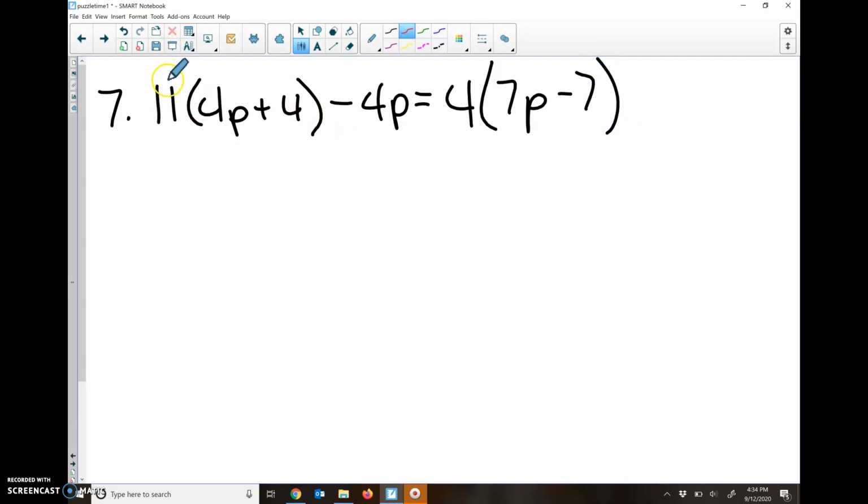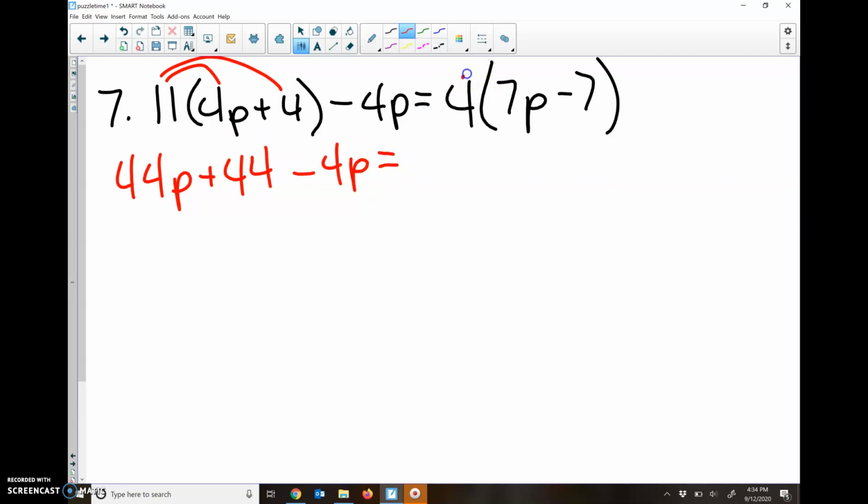We have common terms. So some of you are looking at this and saying this is really hard. I agree with you. This is as hard as it gets here. So we got 11 times 4 is 44p. Sorry, 11 times 4p, 44p. 11 times 4 is 44. We got that minus 4p at the end. 4 times 7p is 28p. 4 times negative 7 is negative 28.